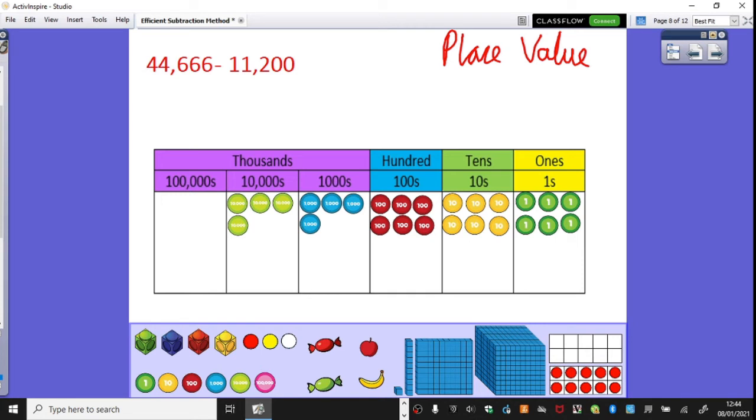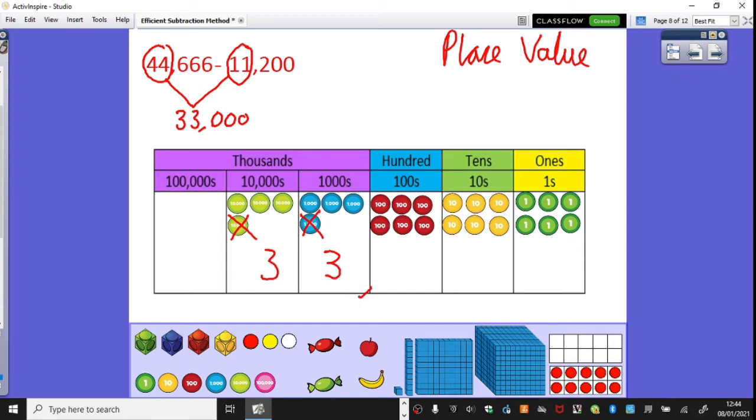So I can see here that I haven't got any exchanging happening, and would I know what 44 take away 11 would be? Well, that would be 33. So if I'm looking at 44,000s, I've got 33,000. We can see that there. We're taking 1 off the tens of thousands and 1 off the thousands. So we've got our 33,000 there.